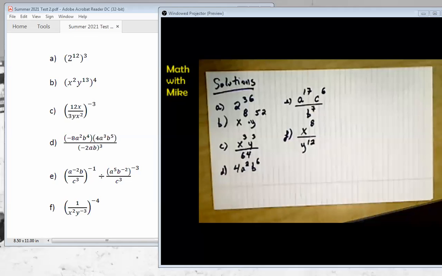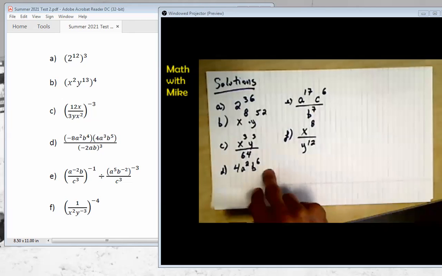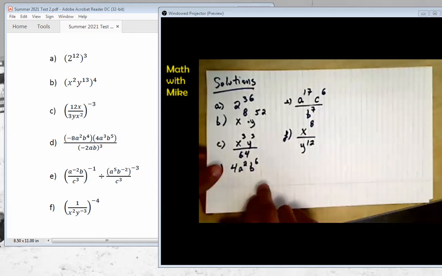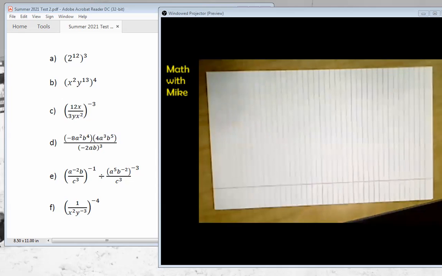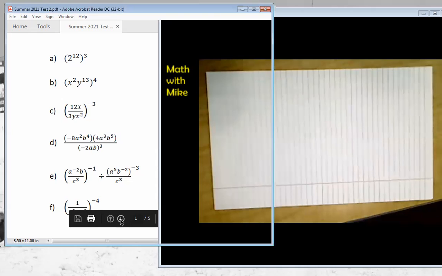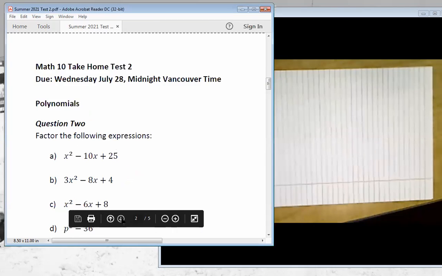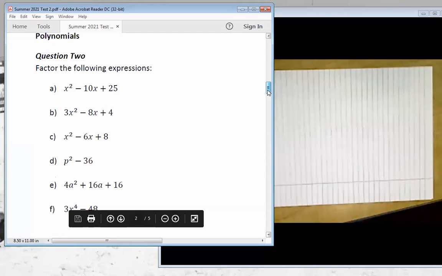So what I can do is I will take this away. Switch the screen now to the next page. Yeah, we got these to work on. Factoring type questions now.